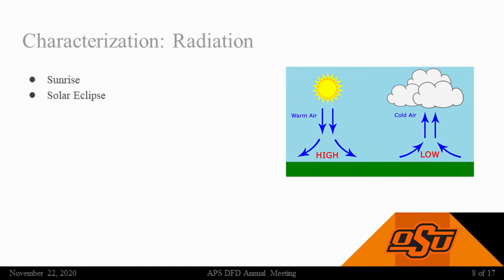The main focus of the research here at Oklahoma State University was the use of the sunrise to look into the solar radiation generated gravity waves.